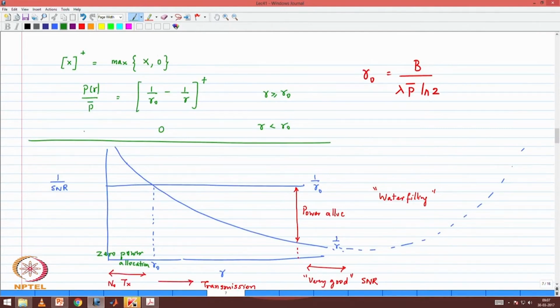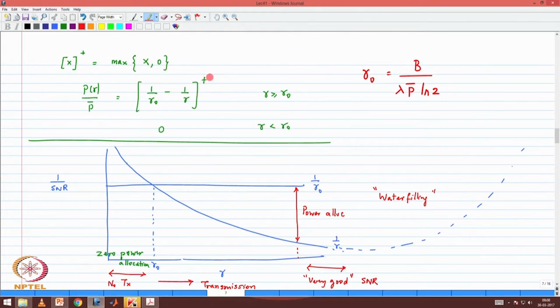Our interpretation of the power allocation, we explained it in terms of water filling. If you think of the 1 over SNR graph as a bowl, and the line 1 over gamma naught as a water level, then the depth of water is the amount of power that you will allocate to that particular channel. So the power allocation is going to be the difference between the water level and the level of the bottom of the vessel. And of course, you will not allocate negative power.